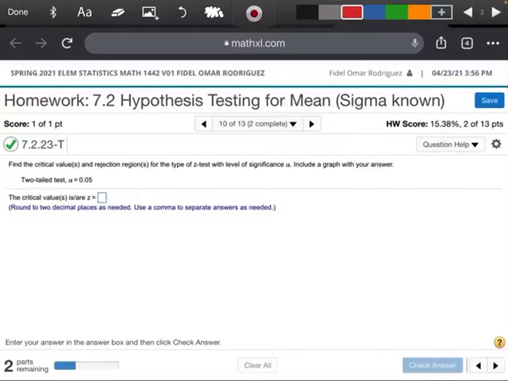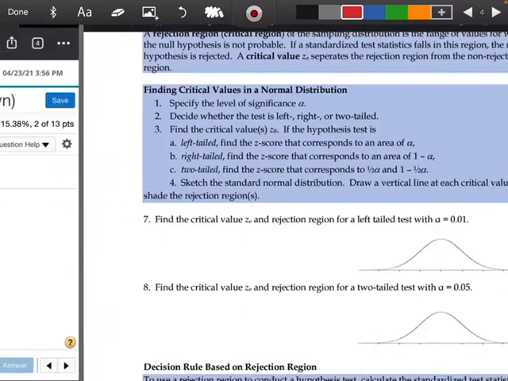Okay, so guys, this is number 10 out of 7.2, and it says find the critical values and rejection regions for the type of z-test with level of significance alpha, and it says include a graph with our answer. Okay, so the first thing I notice is we are looking at a two-tailed test where our alpha is 0.05.